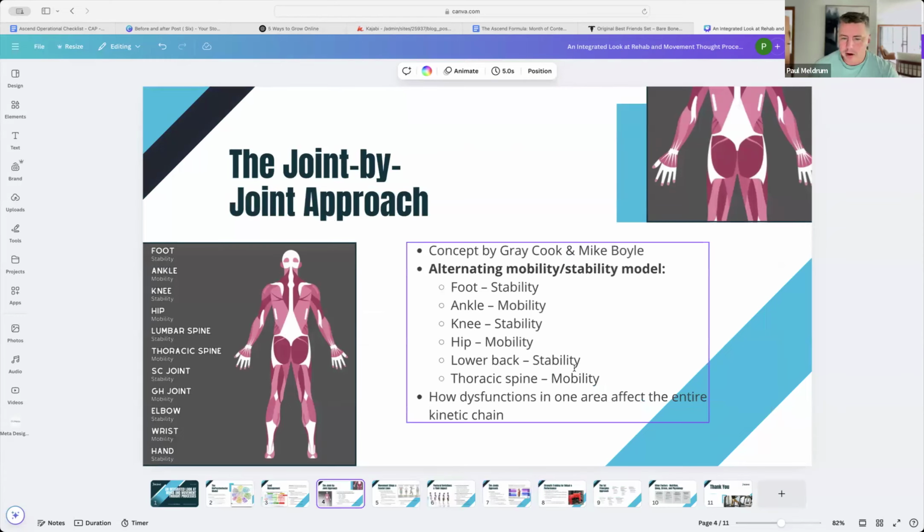Joint by joint, great work from Gray Cook and Mike Boyle, good conversation. It's basically the body alternates between joints that need mobility and stability. Foot stable, ankle mobile, knee stable, hip mobile, low back stable, thoracic mobile, and dysfunctions in one can affect everything.